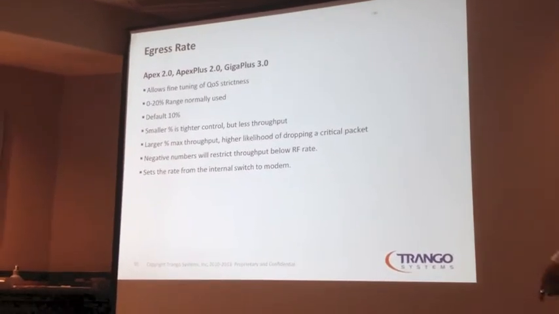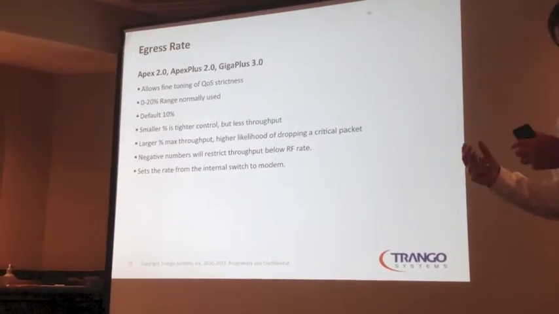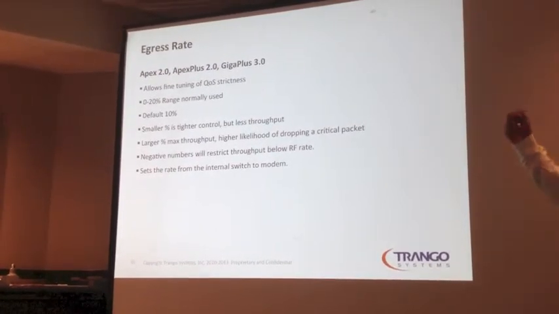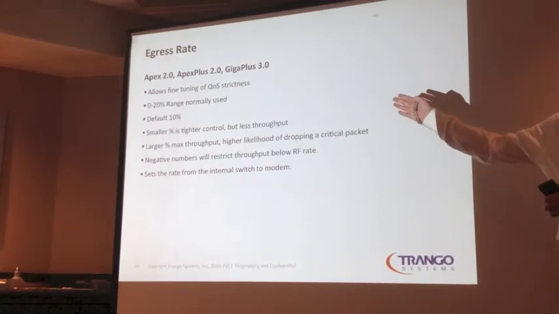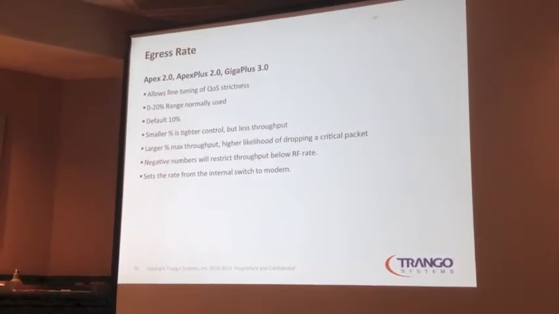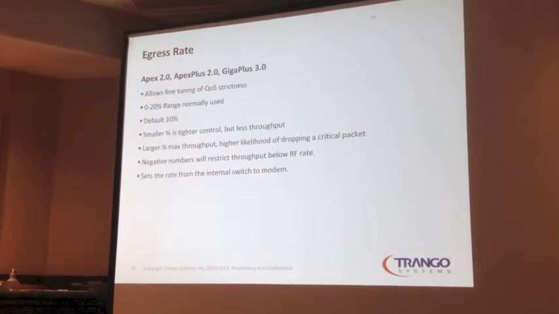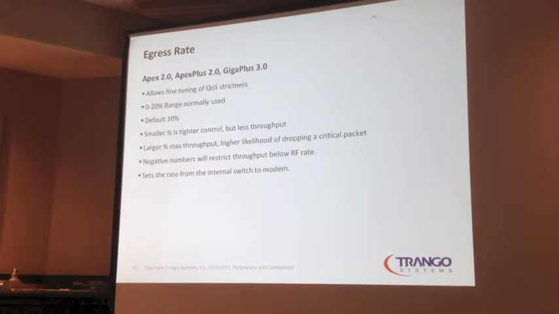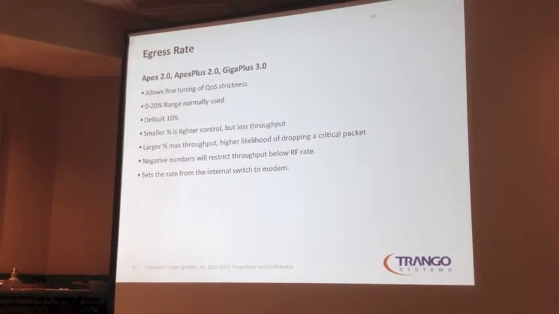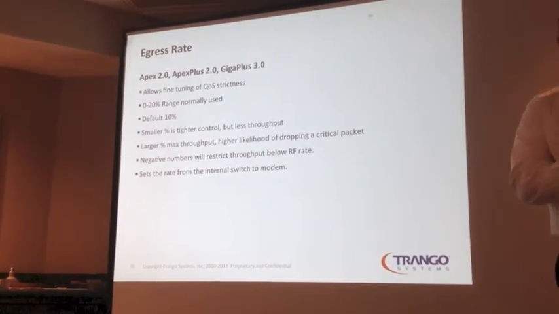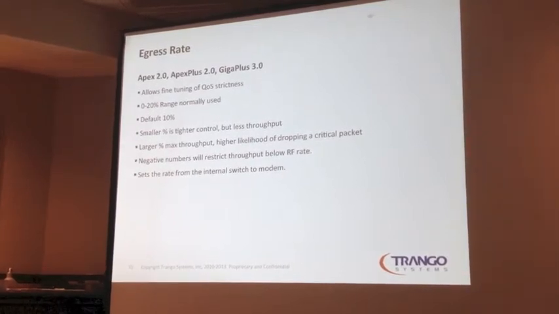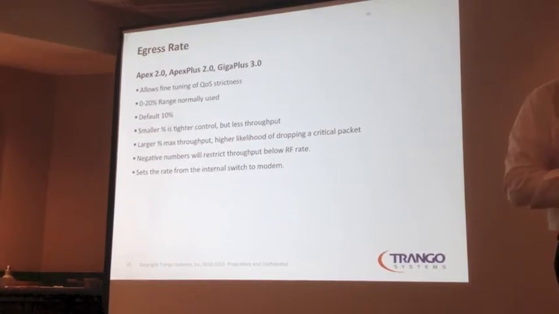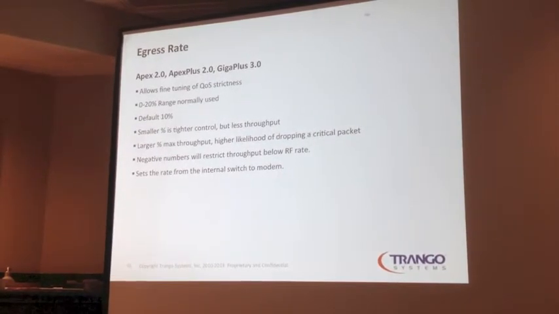So we set what the modem's capable of, and then we add or subtract a percentage to it. If the modem's capable of 300 megabits, and you put 10% in here, we're going to tell the switch that you've got 310 megabits. Likewise, if the modem's capable of 300 megabits and you set this to negative 10, we're going to tell the switch you have 290 megabits to work with. So the smaller the number, or the more negative the number in that case, the tighter quality of service you're going to have, but it is going to come at some expense of throughput.